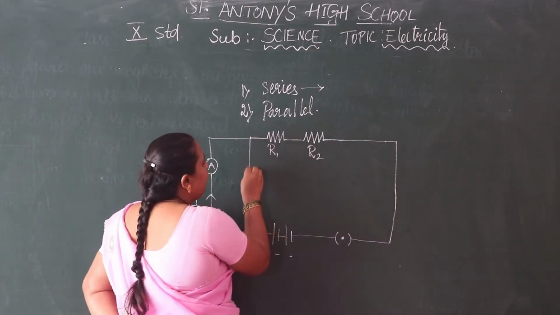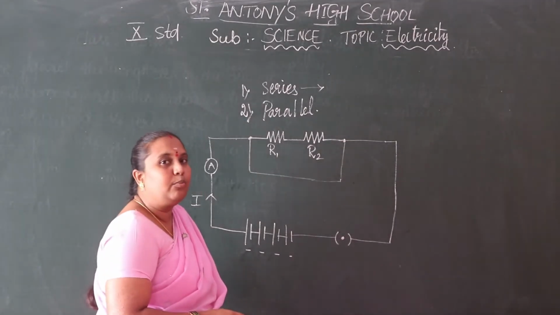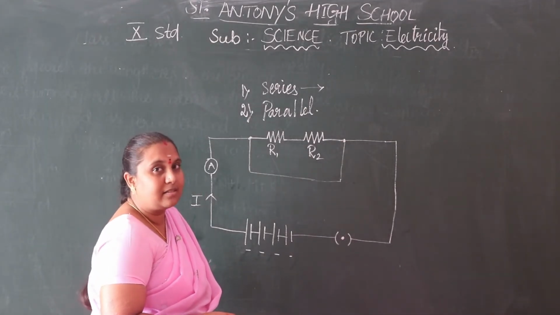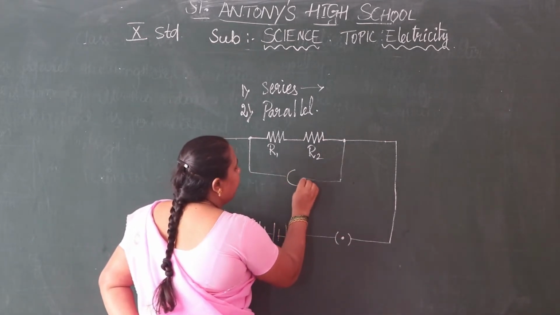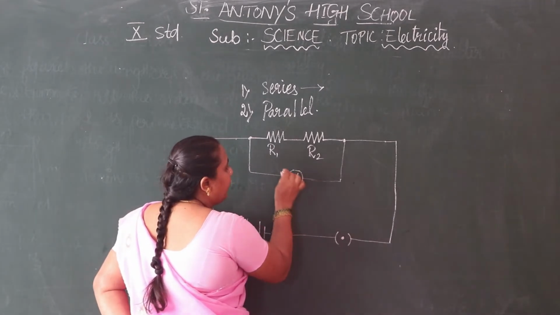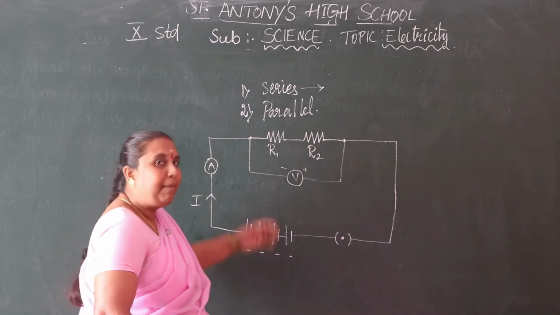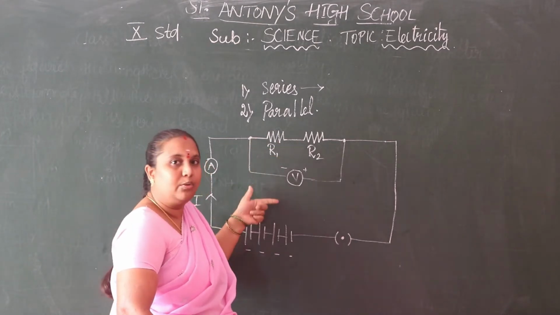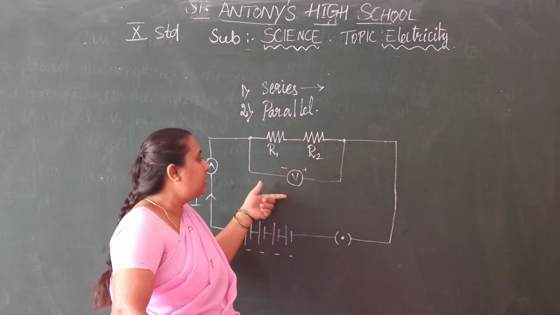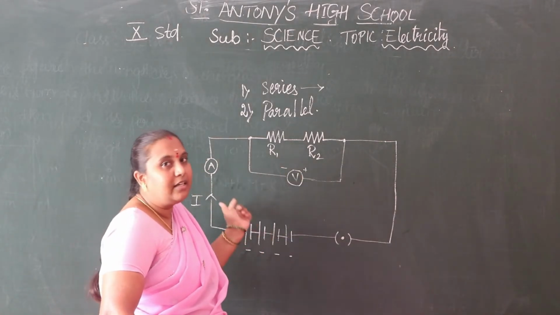Here we want to find out the potential difference between these 2 points. Do you know what instrument is used to measure the potential difference between 2 points? That is the voltmeter. The voltmeter should always be connected in parallel to the 2 points, parallel to the electric circuit. But the ammeter we connect in series in the electric circuit.